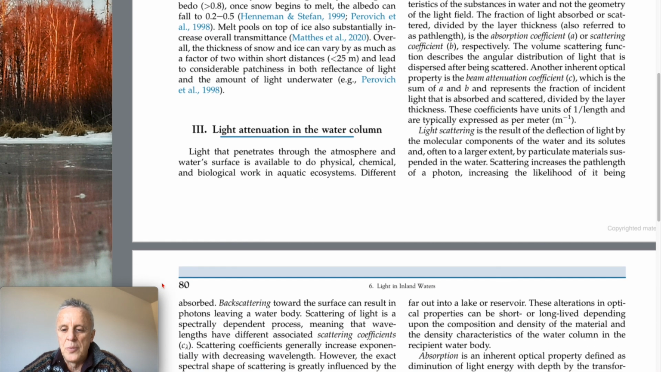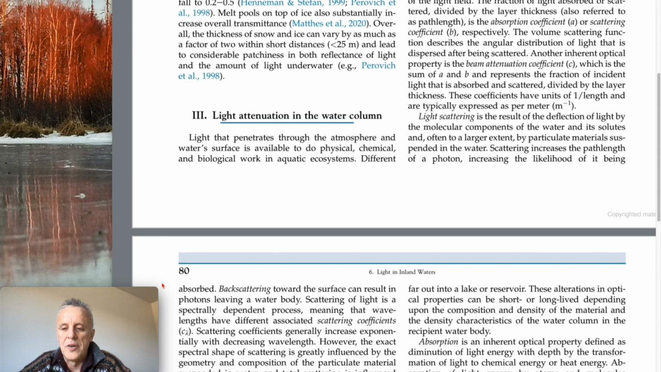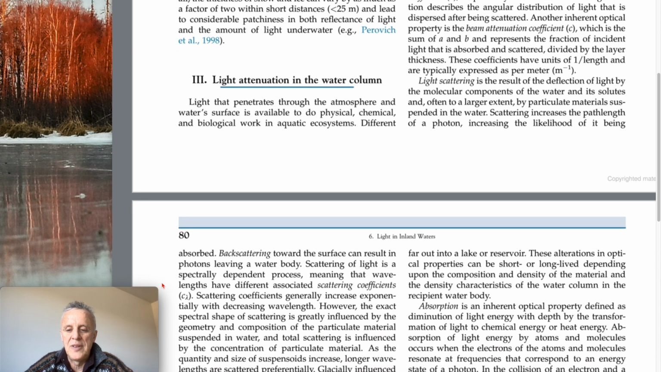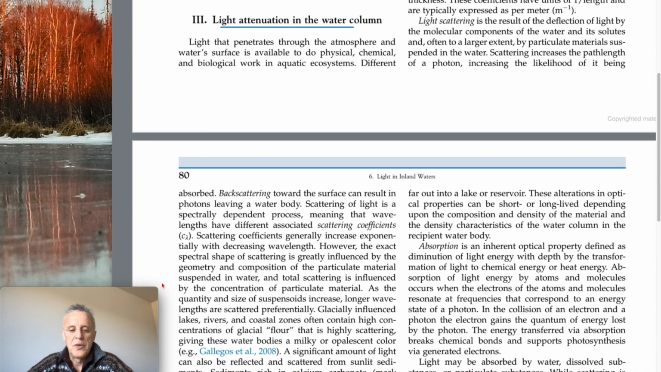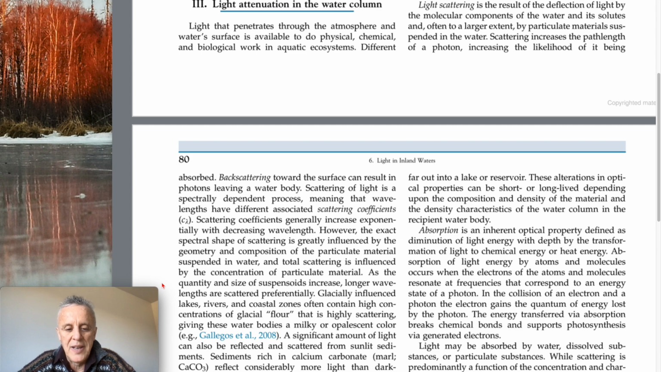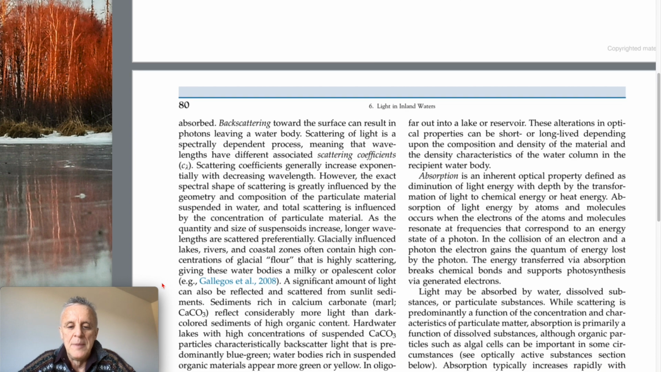Light scattering is the result of the deflection of light by the molecular component of the water and its solutes, and often to a larger extent by particulate material suspended in the water. Scattering increases the path length of a photon, increasing the likelihood of it being absorbed. Backscattering toward the surface can result in photons leaving a water body. Scattering of light is a spectrally dependent process, meaning that wavelengths have different associated scattering coefficients, or b of lambda.